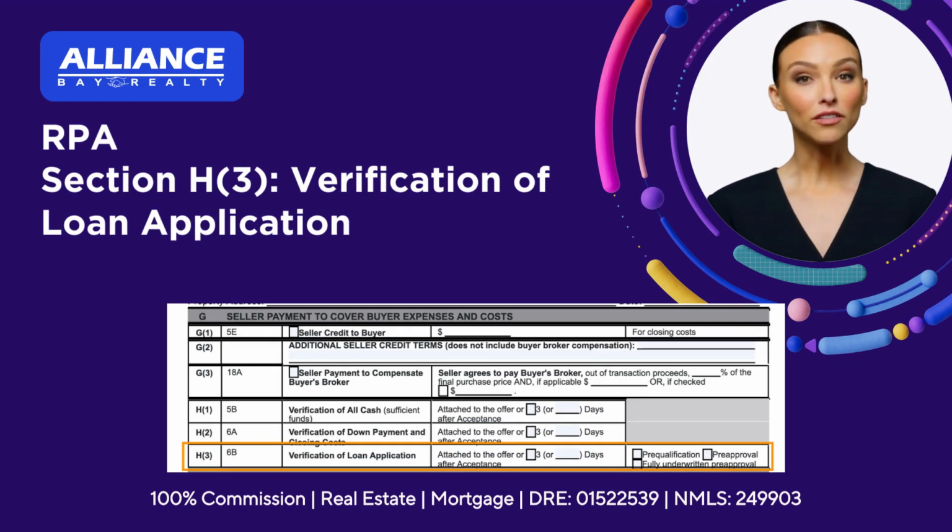Section 3H(3), Verification of Loan Application, is the evidence that the buyer has applied for the loan and the lender has reviewed their file to the level you check. How to complete this section. Choose attached to the offer or within 3 or more days. Then check the level you are providing. A. Pre-qualification: discussion/initial data only, minimal verification. B. Pre-approval: credit pulled plus documents reviewed, income/assets/debts, with automated findings, still subject to conditions. C. Fully underwritten pre-approval: an underwriter, not just AUS, has reviewed and issued a conditional approval, strongest form short of final loan approval.